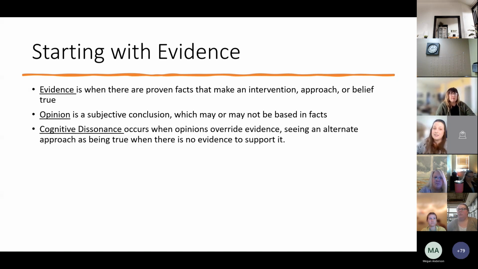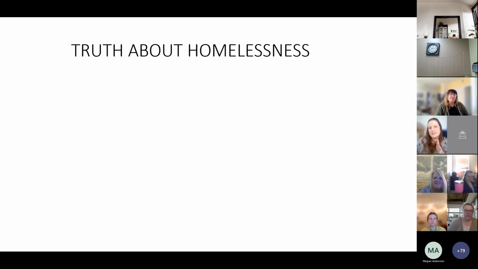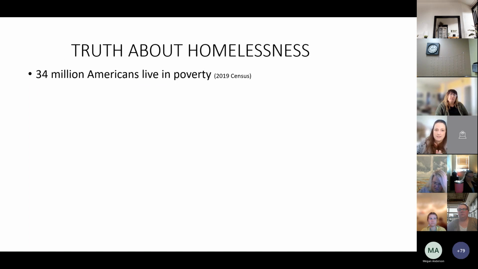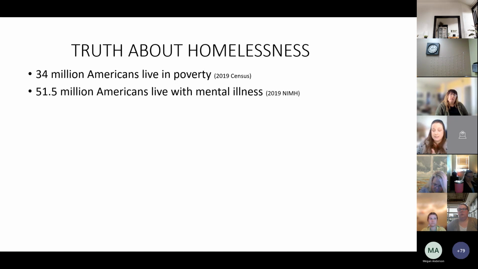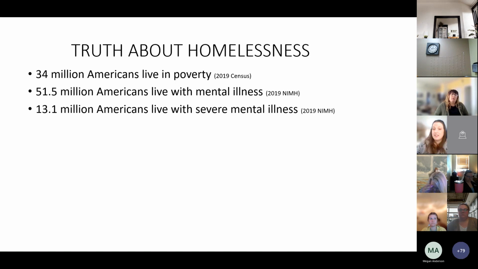And sometimes in services, we have some cognitive dissonance, such as back when we were like, well, this person just needs to be good and fixed and not mentally ill, and then they can be housed, right? But that's not evidence based, and let me tell you why. So here's some truths about homelessness. About 34 million Americans in the United States are living in poverty. 51.5 million are living with mental illness. 13 million are living with severe mental illness.